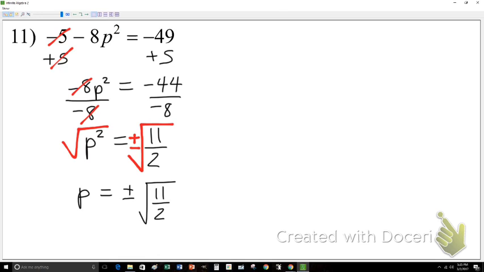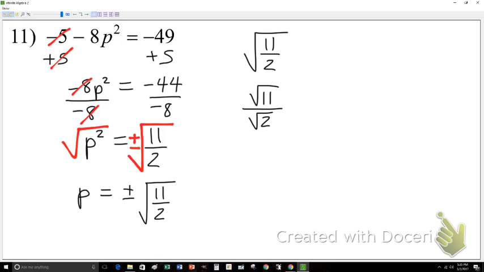Now technically we have solved for p, but this is not the form that mathematicians need it in, so we're going to take the square root of 11 over 2, and the first step to simplify and rationalize this is we bring the radical down to both the numerator and the denominator.